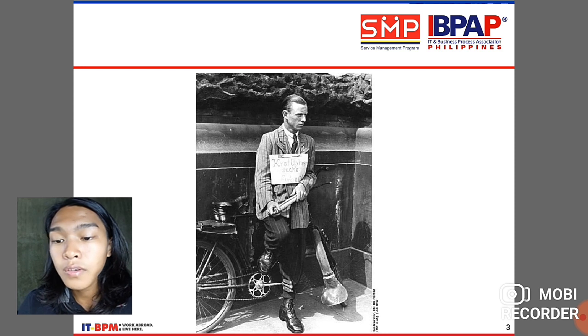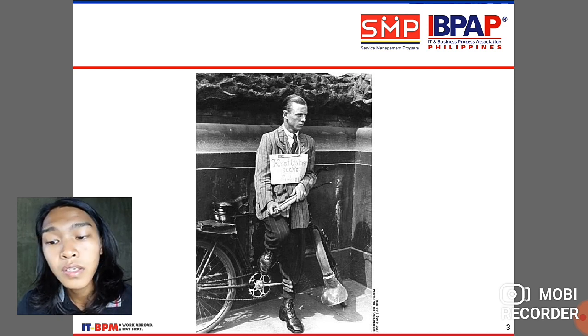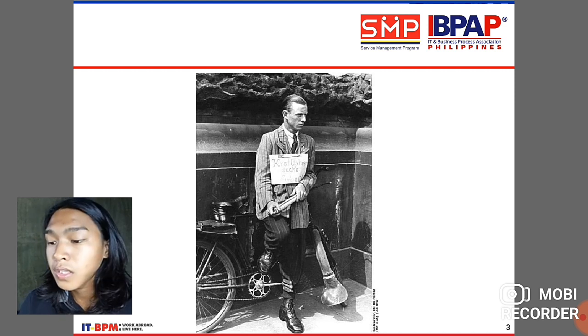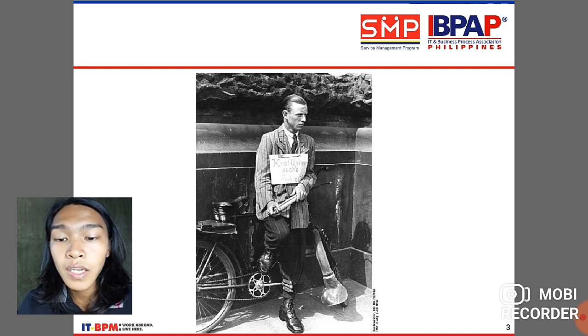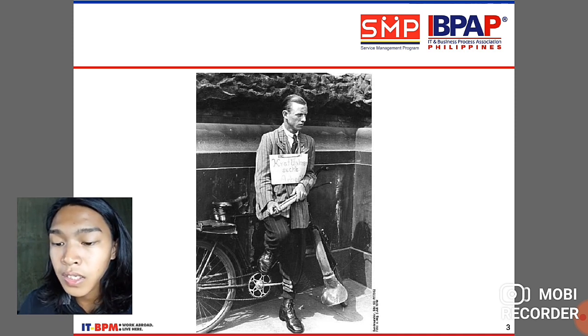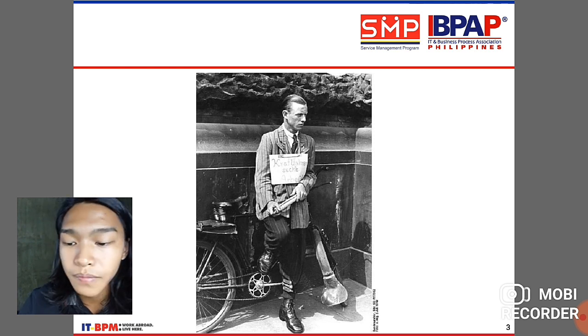And in the fourth slide, there is also a picture. As you can see, there is a man standing in the corner with a name tag on his neck. It's like he is unemployed with the name tag on his neck. It's like he wants somebody to hire him so that he can get a job and not be unemployed.